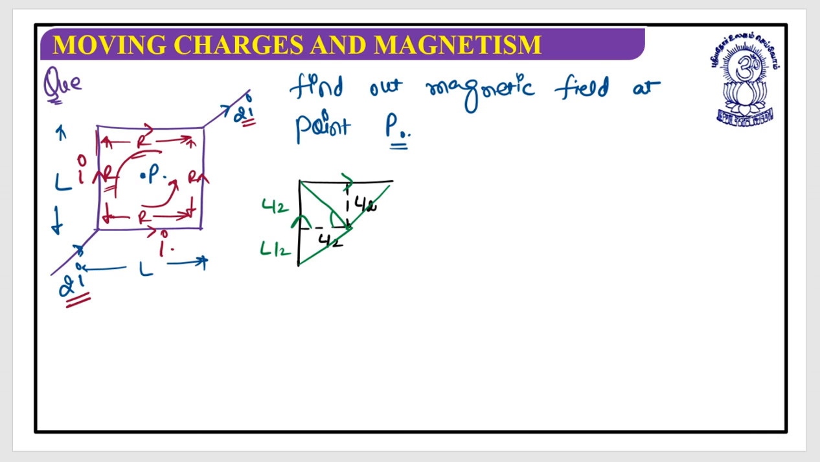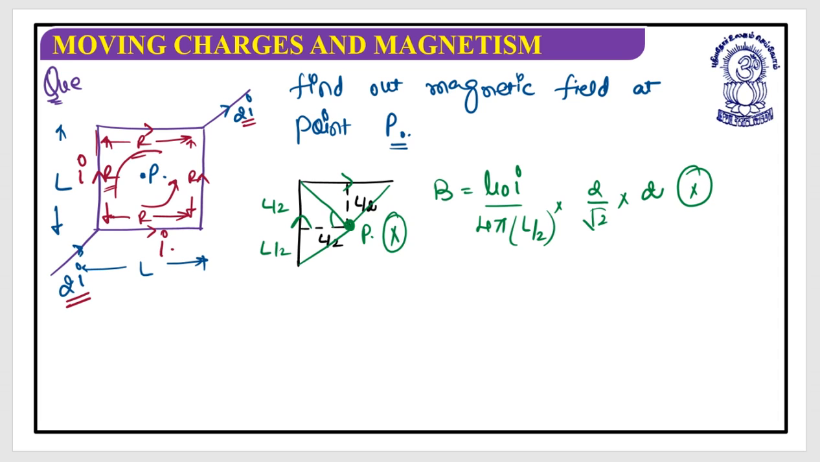This is current flowing through this, and it is moving in clockwise direction. This is point P. So as it is moving in clockwise direction, magnetic field is inside the plane. So B, the magnetic field, should be equal to mu naught I by 4 pi into bracket L by 2 into bracket sine 45 plus sine 45. It's 1 by root 2 plus 1 by root 2. This is 2 by root 2 multiplied by 2 times, and this is inside the plane.